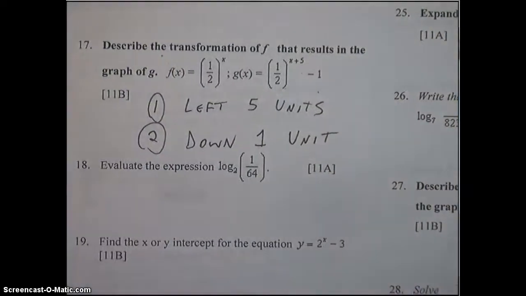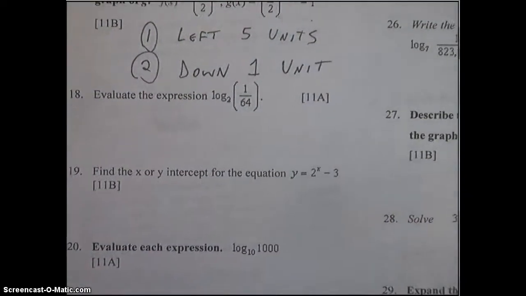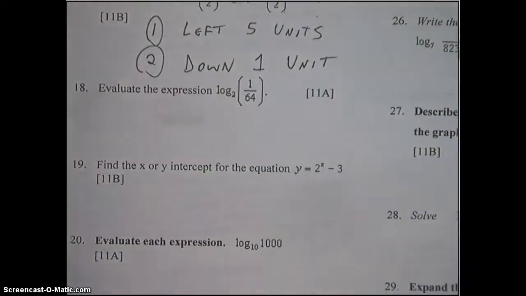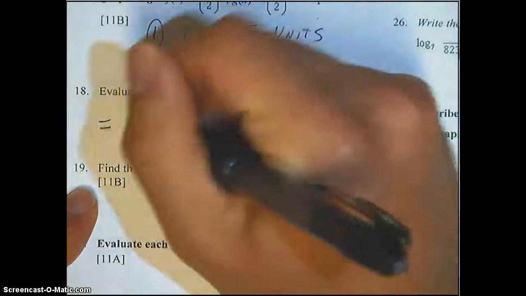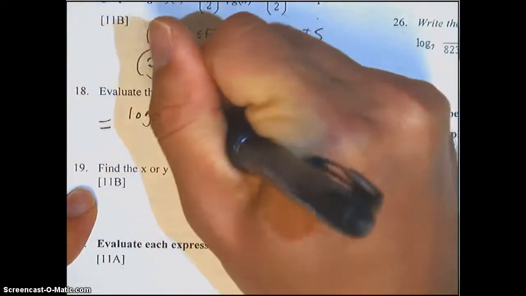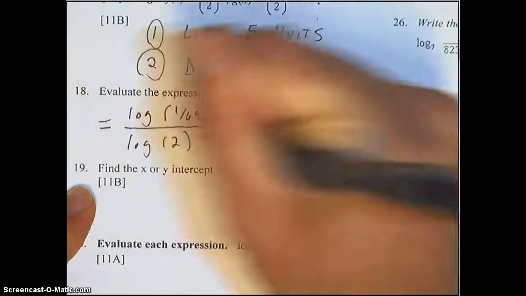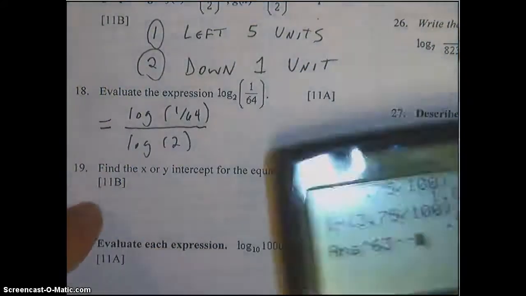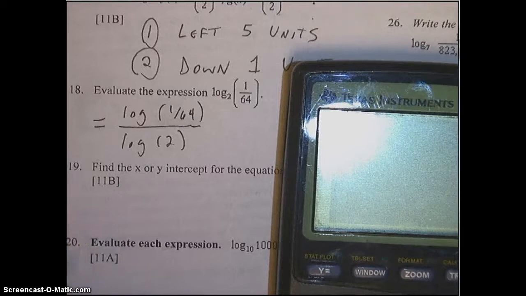Number 18 says, evaluate the expression log base 2 of 1 over 64. Now, you can do that by hand if you'd like, but my recommendation to you is to just use the change of base formula and type it in the calculator. So you would do log of 1 over 64 divided by log of 2. That's your change of base formula: log base a of b equals log of b divided by log of a.